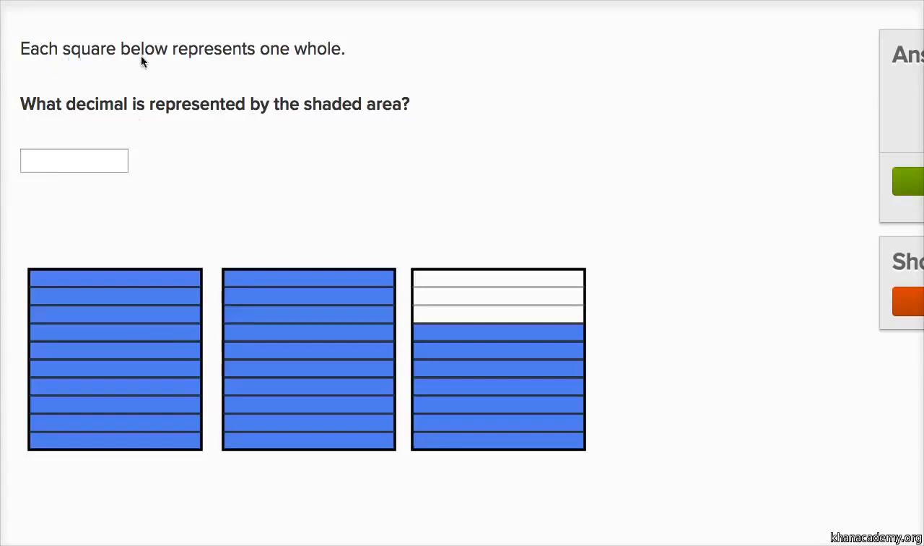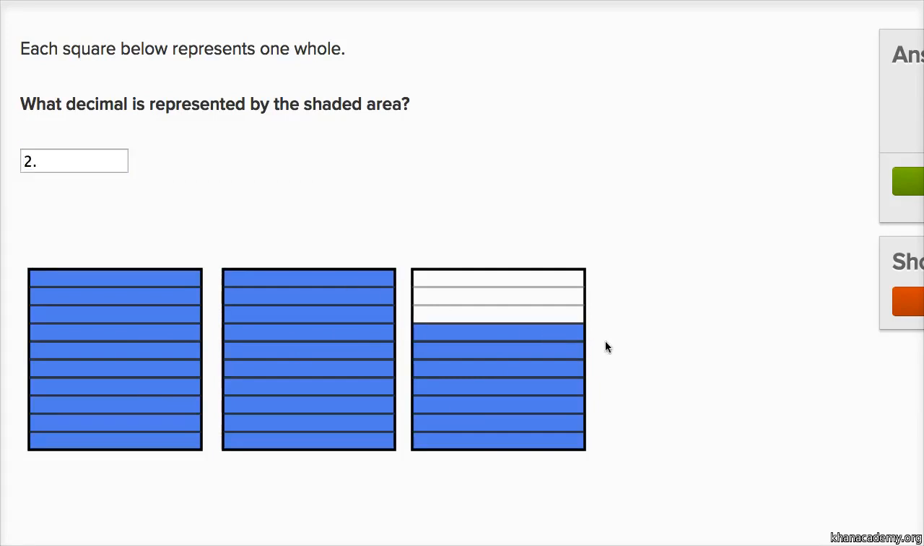We're told that each square below represents one whole. So this square is a whole, this is another whole, so together that's 2. And then we have something less than a whole. And they say what decimal is represented by the shaded area. So it's going to be 2 and then something. So it's going to be 2 point something.